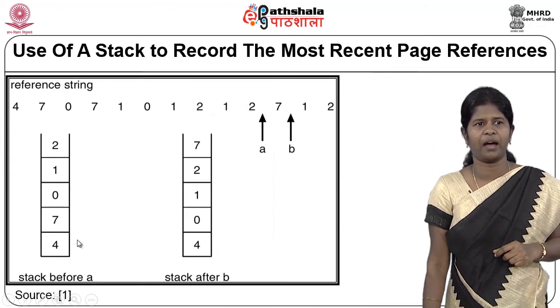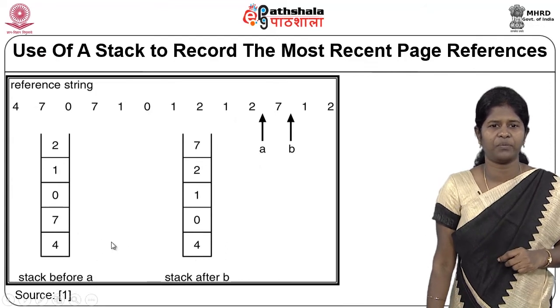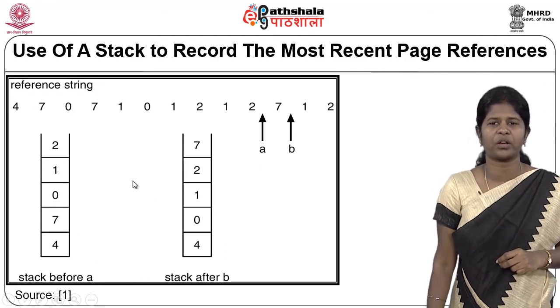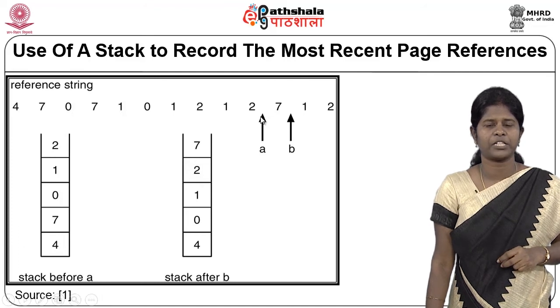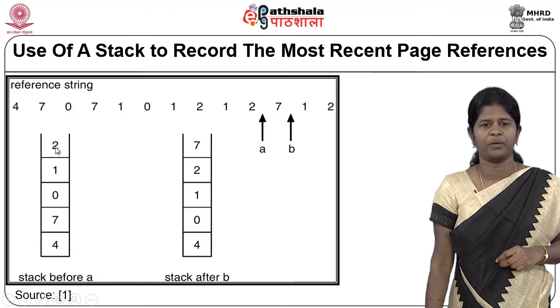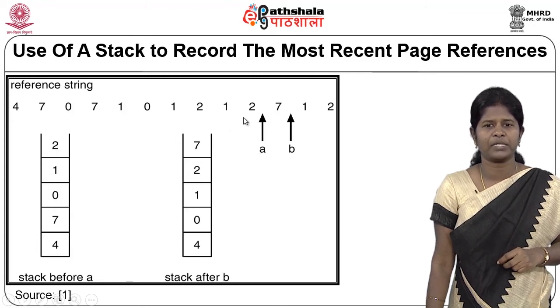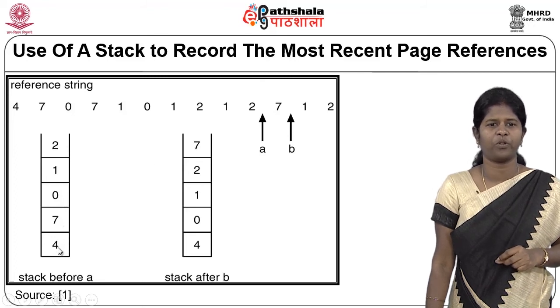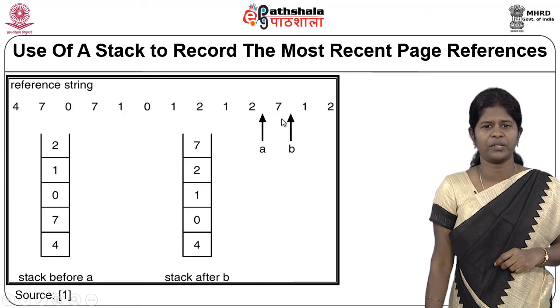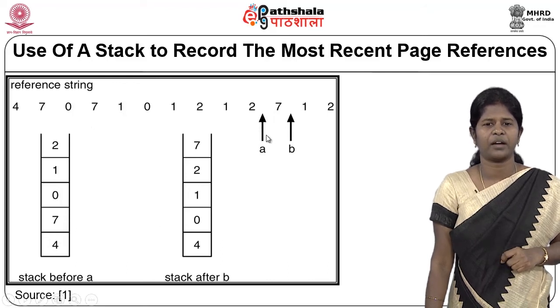So just see a diagram which shows how you use a stack to record the most recent page references. This stack that is shown here is the stack at this particular time, before A. Whichever is at the top is the most recently used: 2 was used, and before that 1 was used, and before that 0 was used, and before that 7 was used, and before that 4 was used. So this is the situation at this particular instance.